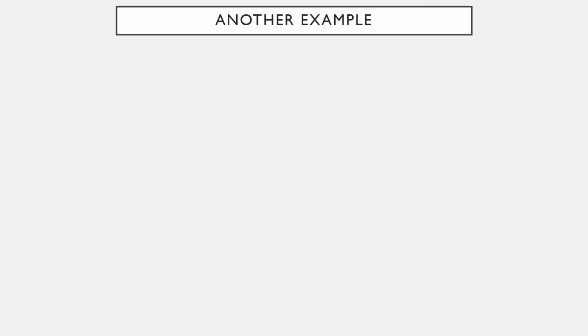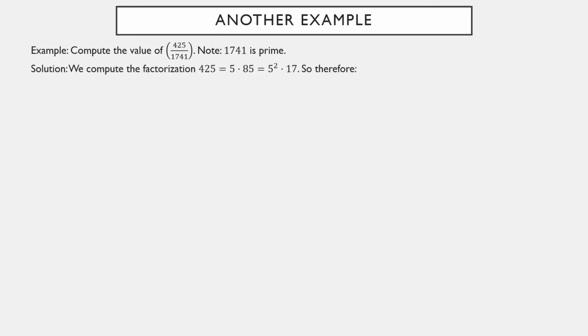So let's take a look at another example to sort of illustrate what we mean here. Compute the value of the Legendre symbol 425 by 1741. 1741 is prime. 425 definitely isn't, because it's divisible by 5. In fact, if you factorize it, you easily factor out that 5, leaving behind 85, and 85 is 5 times 17. So we have 5 squared times 17.